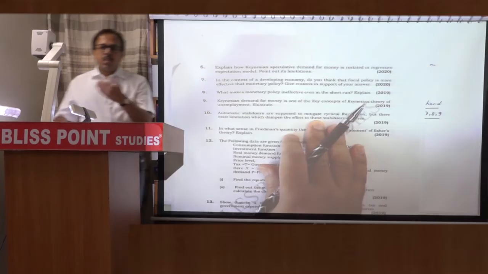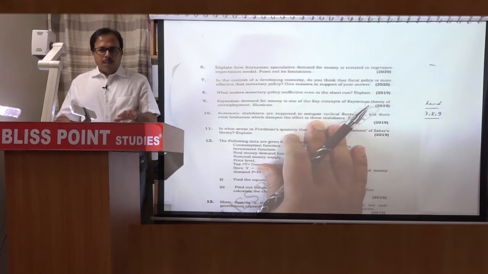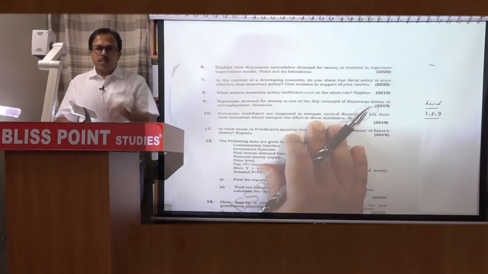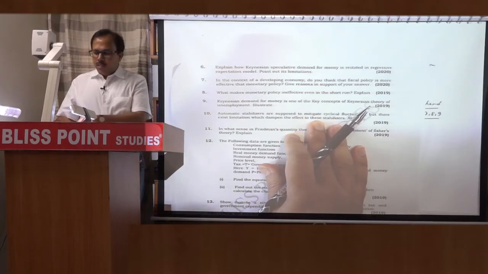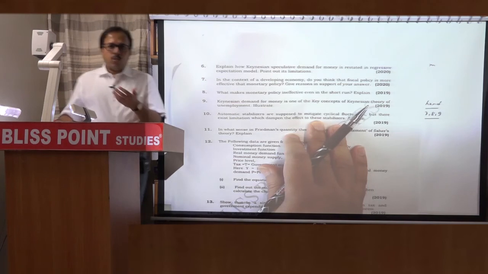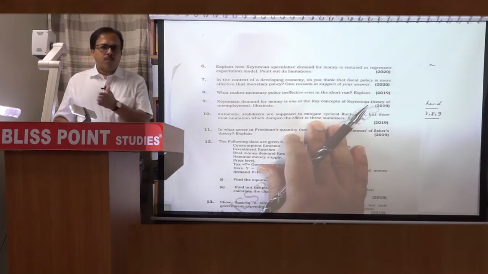So this was basically a new question in 2020. You know the speculative demand for money concept, you can write it from the front also. But here the question was to explain how it is restated in the regressive expectation model. So the requirement of the question is that you must know the regressive expectation model. This is the first topic when you read the demand for money chapter in Branson. It discusses other models as well, but the first topic is the regressive expectation model.